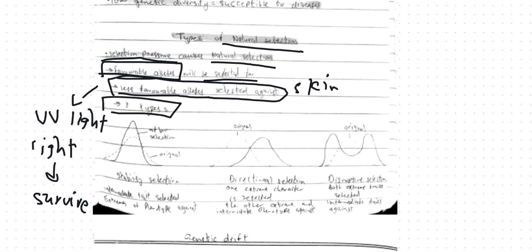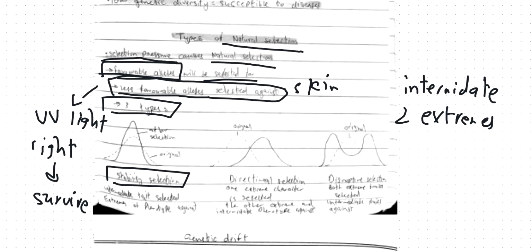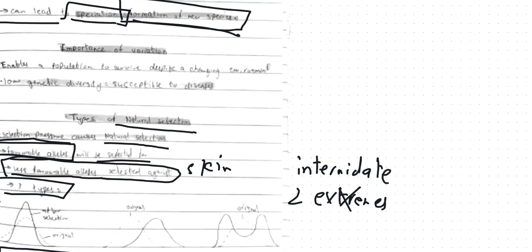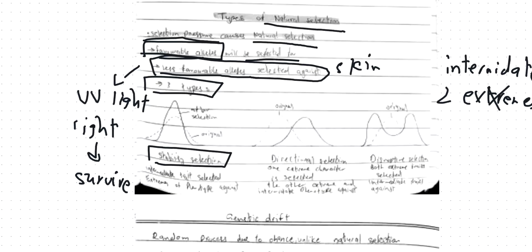Stability selection is the first type of selection. And in stability selection, remember the intermediate is selected and the two extremes are selected against. The intermediate basically means that the gene is better in both ways. So the shape will look something like this. This is stability selection. The second type of natural selection is directional selection.